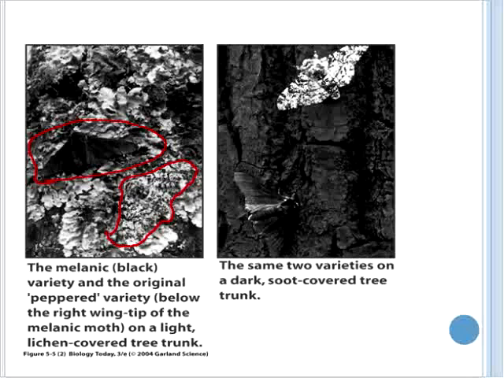On a soot-covered tree, the exact opposite is the case. Here, you can see the white moth stands out. The black moth blends in. In these two environments, there would be a different rate of predation on the moth species, on the moth variations.